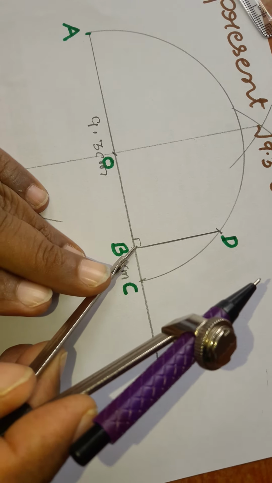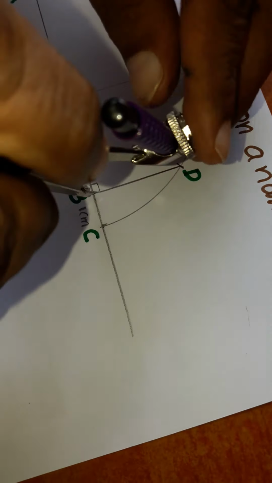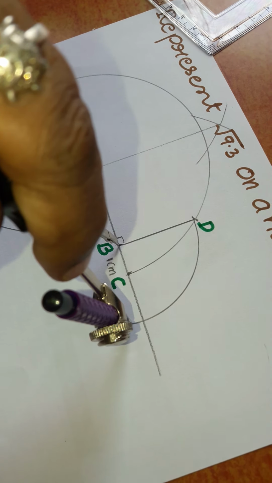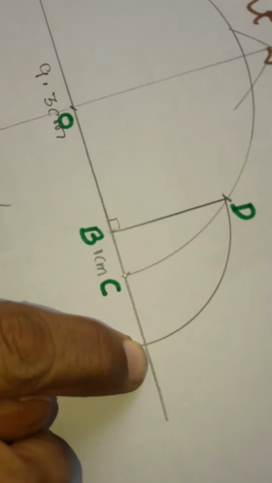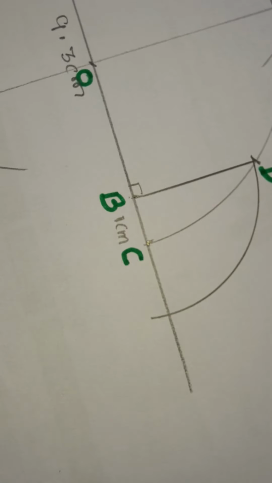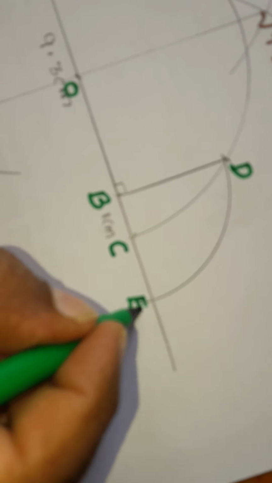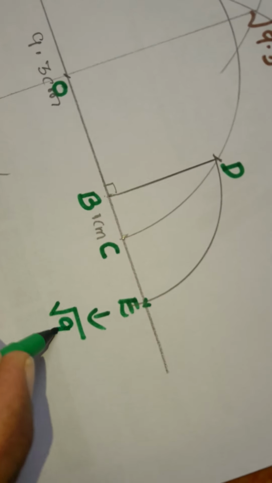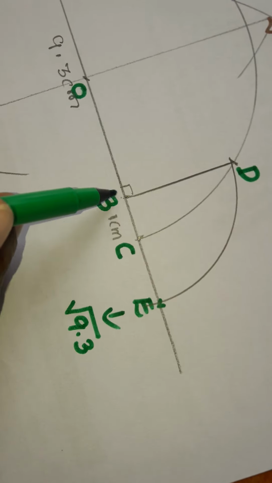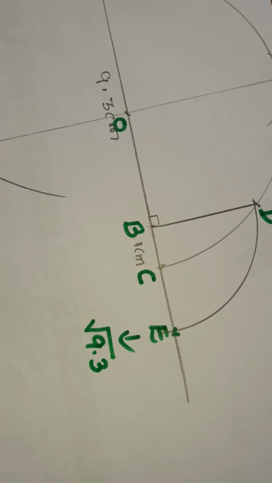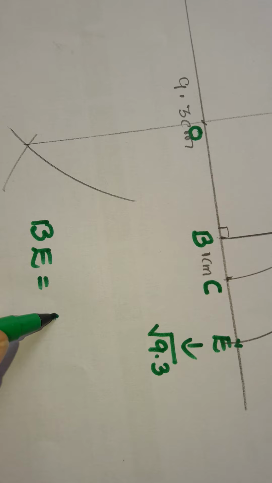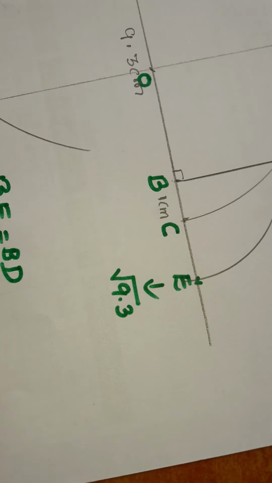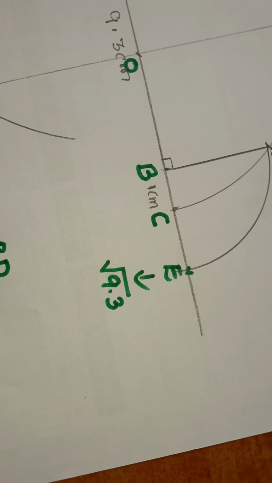Now adjust the radius of the compass to BD. Then draw an arc. This arc cuts the line at this point. Call this point as E. Here E represents square root of 9.3. See, the measure of BE is equal to BD. So what is the measure of BD, square root of 9.3.